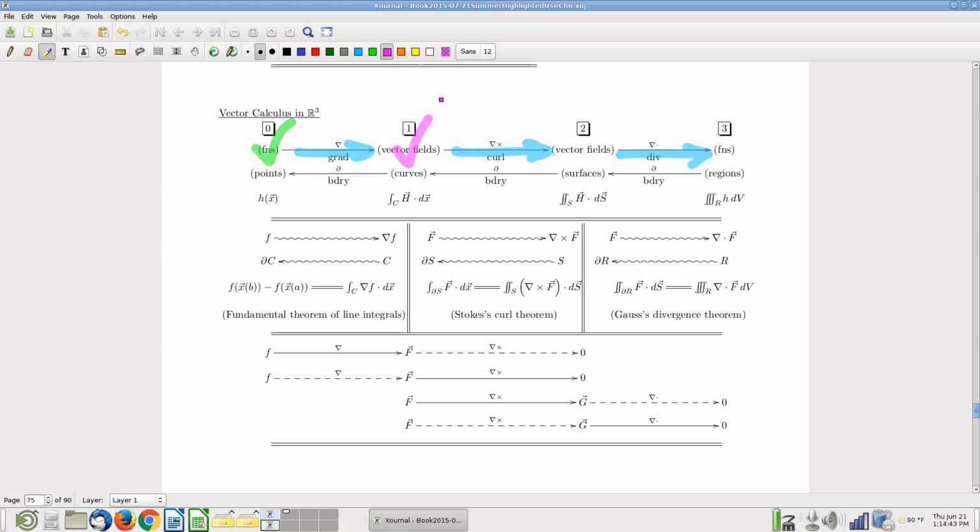And you do have to remember that when you take the curl of a vector field, you get another vector field, and that when you take the divergence of a vector field, you get a function. Those are facts you just have to memorize. But hopefully you already remember those facts, right?